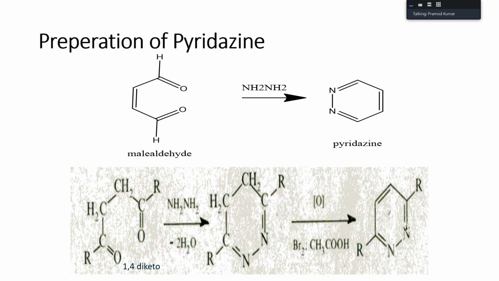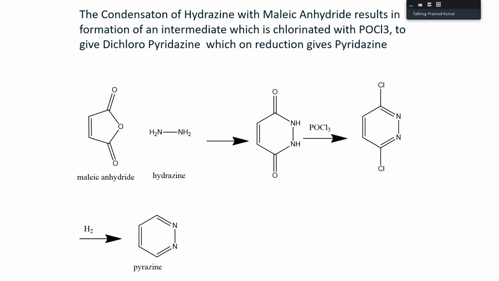It is nothing but a 1,4-diketo compound. When treated with hydrazine, similarly, it undergoes condensation to give you a partially saturated pyridazine. When you treat it with bromine and acetic acid, it undergoes oxidation to give you pyridazine. So these are the two methods for its synthesis.